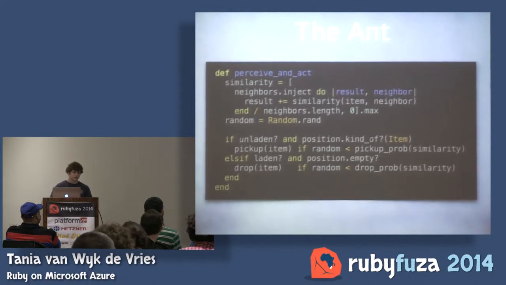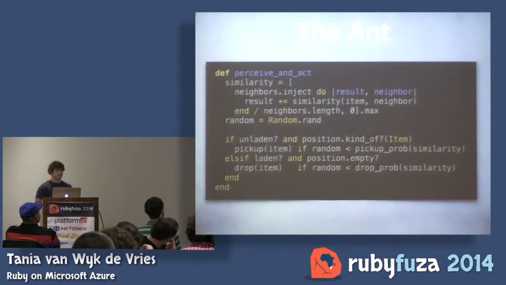The ant looks around it, it checks, it computes a value that tells it how similar the item it's carrying is to the items around it, or how similar the item that it's on top of is to the items around it. Then, with a probabilistic function, it generates a random value between 0 and 1, gives the function the similarity, and then it either picks it up if it's unladen, so it doesn't have a dead body or whatever, and it drops the item according to some probability if it's carrying one.